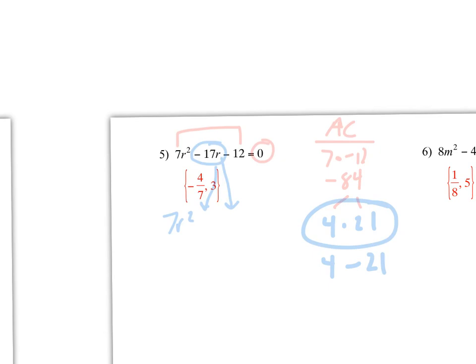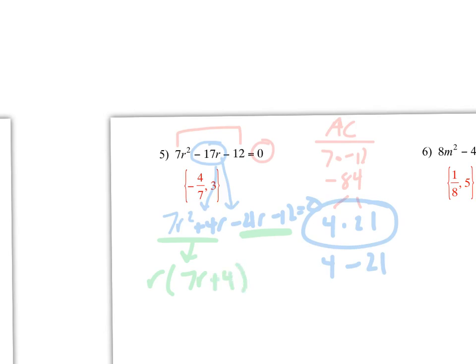So remember, you go back to your 17 and you split it up into a positive 4r and a negative 21r minus 12, and that equals 0. This becomes the grouping method. What does that first group have in common? They only have an r. So that gives me 7r plus 4.